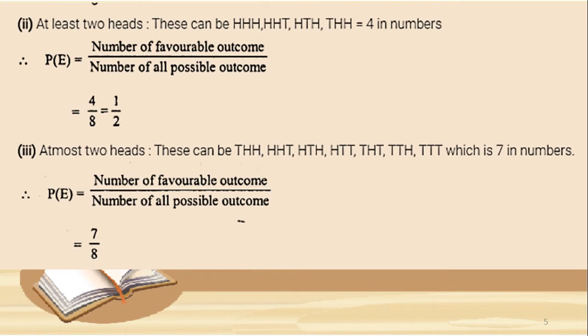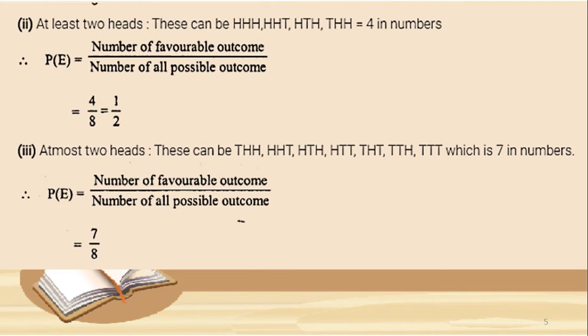In this problem, as we have tossed only 3 coins, at least 2 heads can be understood in this way: the outcome can have 2 or 3 heads. As I am having only 3 coins, either it can have 2 heads or it can have 3 heads. So at least 2 heads means the outcome with 2 or more heads. Hence it results as 4 in number. So the probability is 4 by 8, which is equal to 1 by 2.